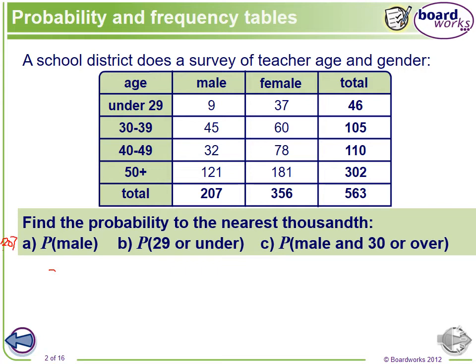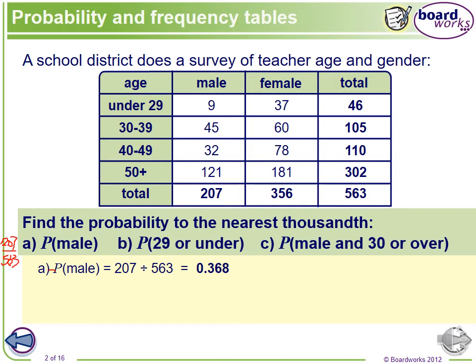207 male divided by, they ask the probability. So what's the denominator? The denominator will be the total number of the teachers. So it's 563. Okay, so the probability of male is the number of the male teachers divided by the total of all the teachers. So it's 207 divided by 563. And do not forget here it says rounding to the nearest thousand. So you have 3 digits after the decimal. So 0.368. So that's the probability of the male.